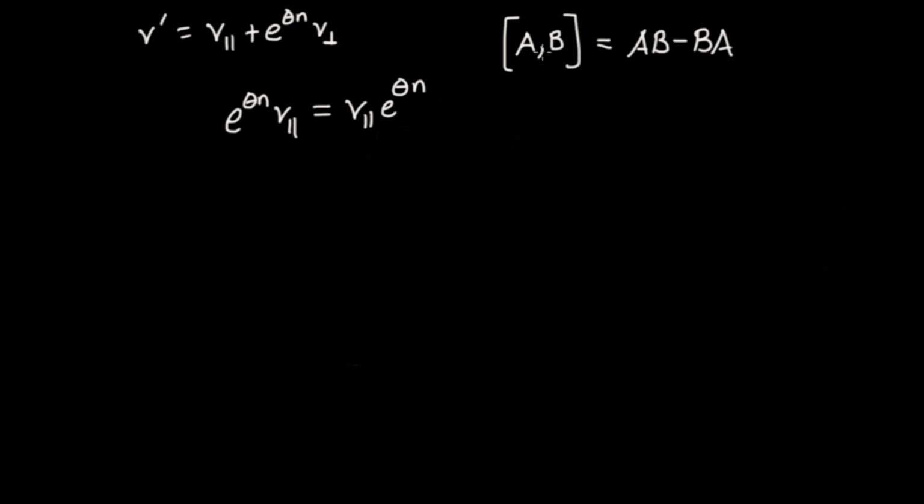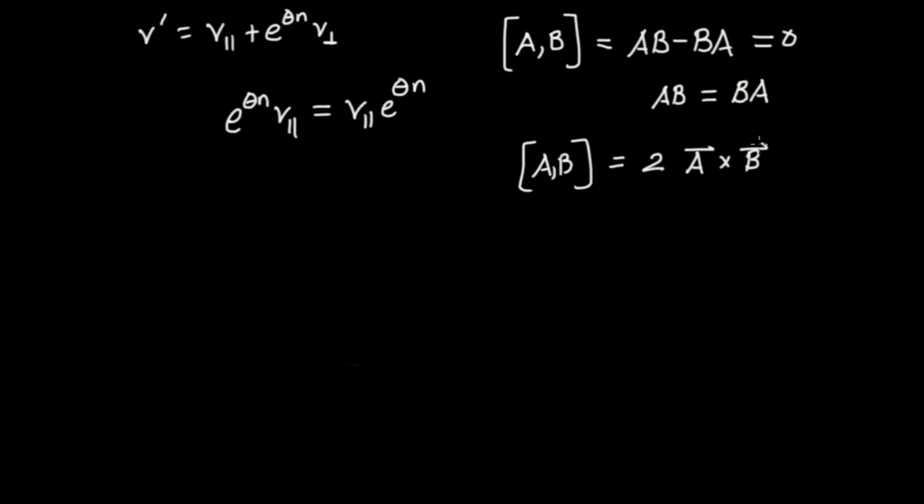Now, if the commutator between two objects is 0, let's say AB minus BA is equal to 0, that means that those two, the A's and the B's, commute. That AB is equal to BA. Now, it turns out for the quaternions, let's say A and B are two quaternions, that the commutator between two quaternions is 2 times the cross product between the vector parts of the quaternions.